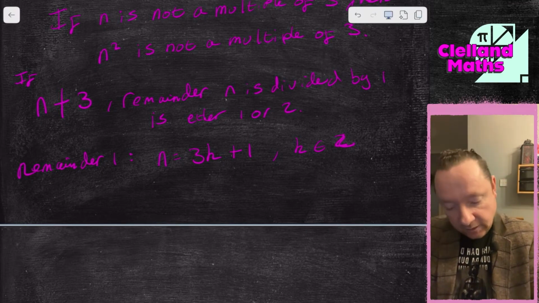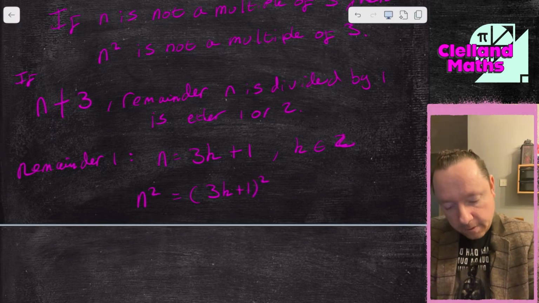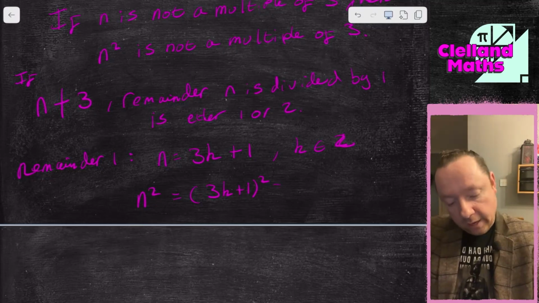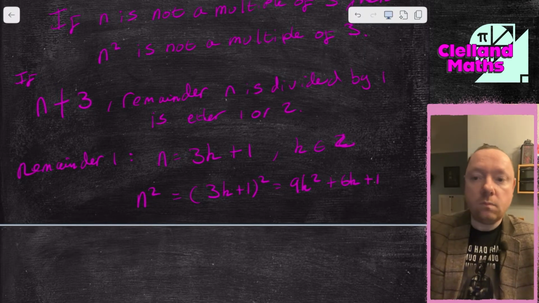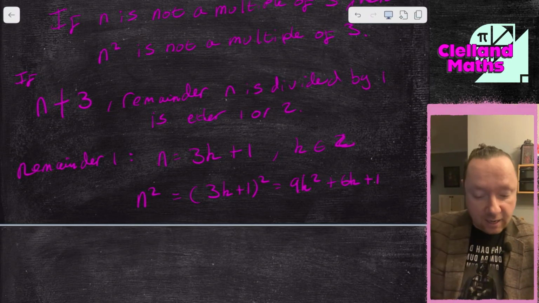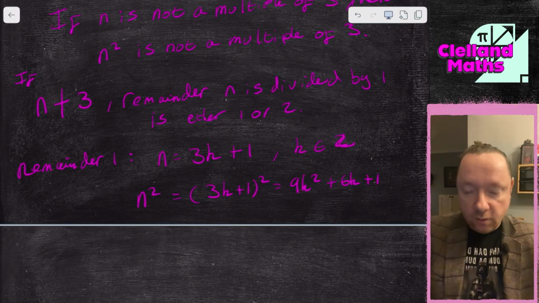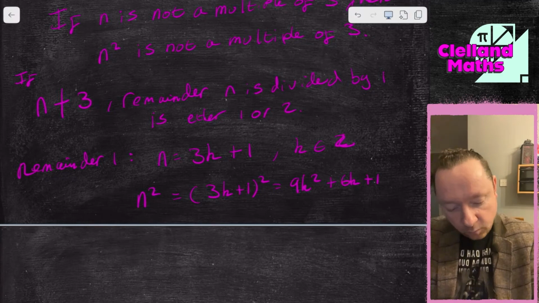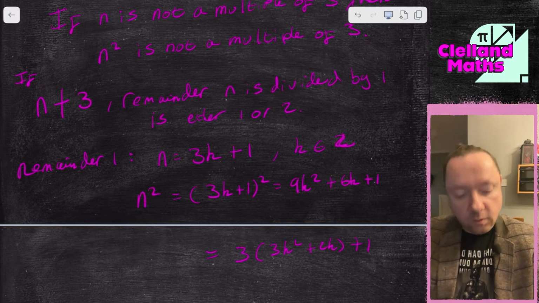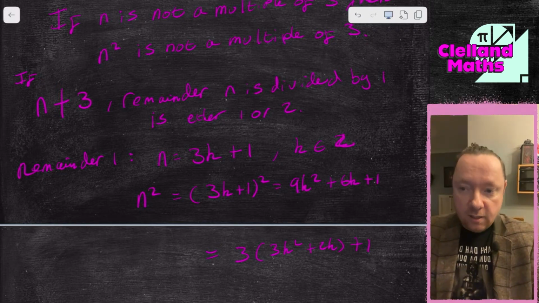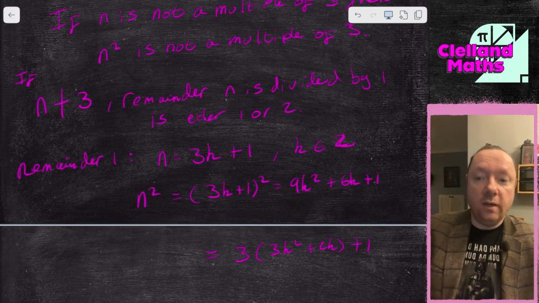So in this case, n squared would be (3k plus 1) all squared. Well, that equals 9k squared plus 6k plus 1. Now all we need to say is that it is 3 times a number plus 1. We'll just take 3 out as a common factor and leave the 1 on the end. So that equals 3(3k squared plus 2k), with an add 1 sitting on the end waiting. So n squared is 1 greater than a multiple of 3, so that means that 3 does not divide n squared.